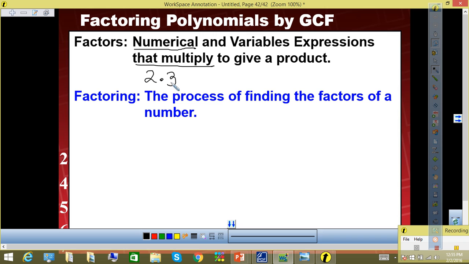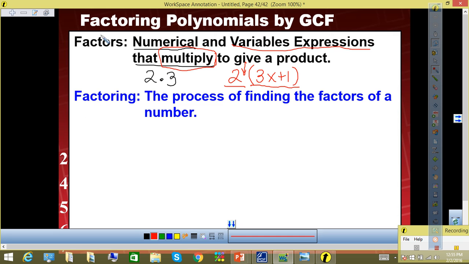Is this a numerical expression? Is it multiplying? Yes, so these two are factors. Now let me show you a variable expression that we can also consider factors. Check this out. 2 parentheses 3x plus 1. 2 is a factor and 3x plus 1 is a factor. Why? What is the key word here? They are multiplying. Do you guys see that the 2 is multiplying right here? That's why these 2 are factors.